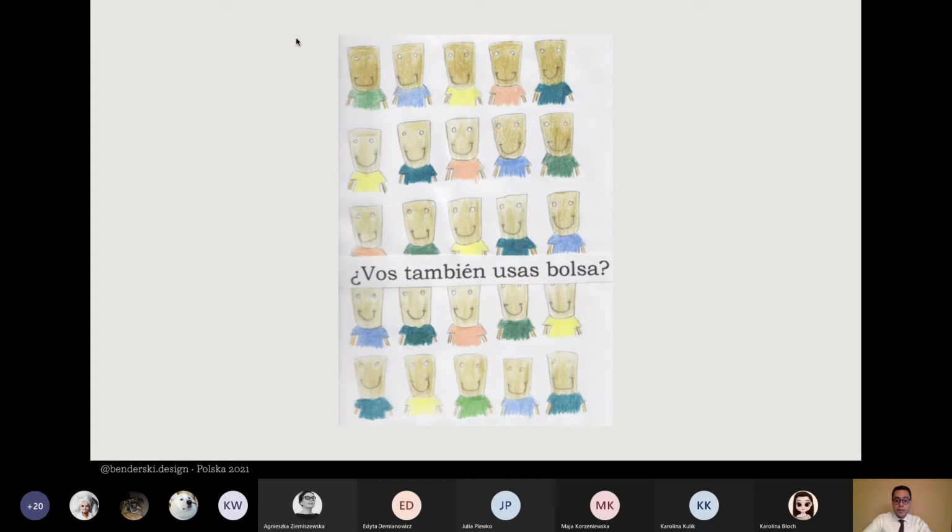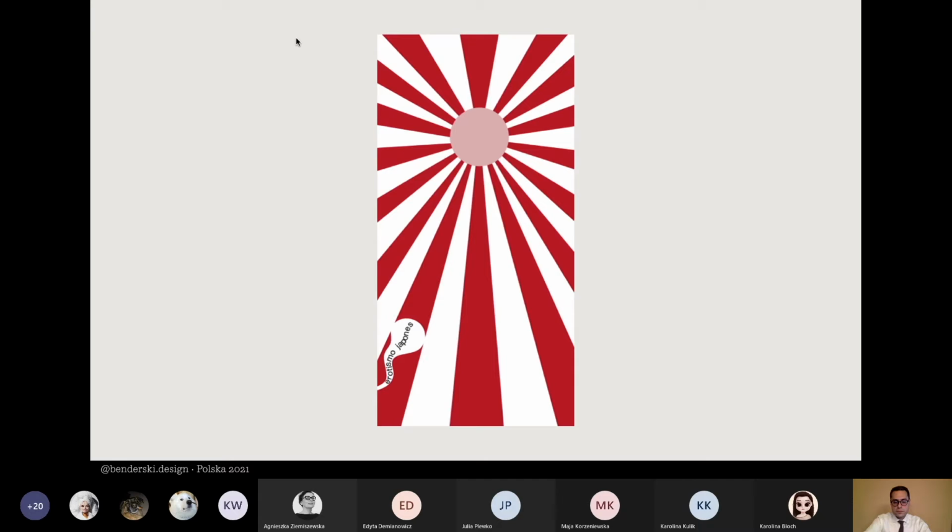So this poster is from my first semester, first year of university. The topic was ugliness. So I repeated the same shape, the same human with a bag on the face, because you're so ugly that you need to use a bag on your face. And the question says, do you also use a bag? I know that the quality of the drawing looks like a kid's, but the idea is good. It communicates what it has to communicate.